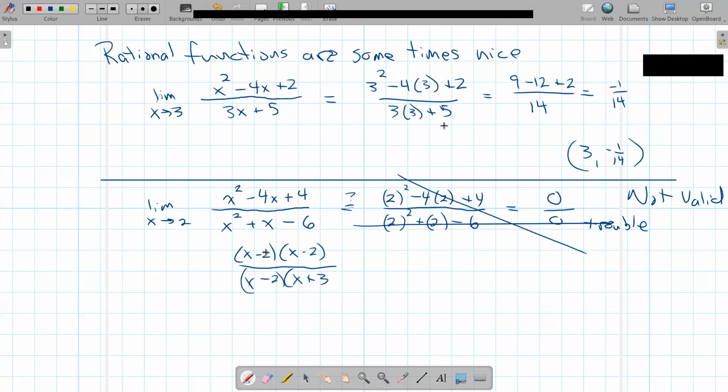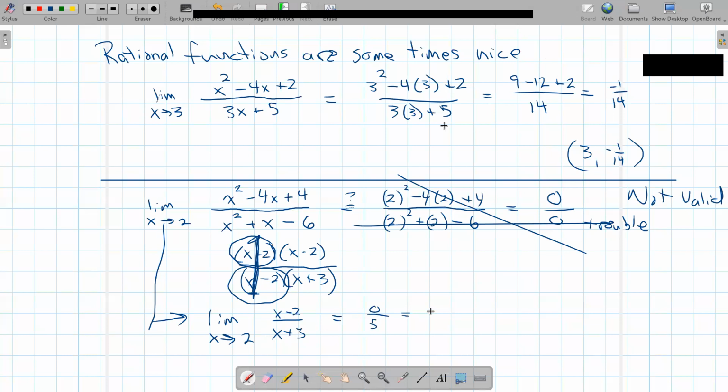And this x minus 2 that was causing me trouble in the denominator cancels with one of them in the top. A number divided by itself is 1. It's a big old 1 right there, which is why we get to cancel. So this function right here in the limit is also equal to this one, x minus 2 over x plus 3. And now when I plug in, I get a 0 on the top, which is okay. And in the bottom, I get a 5, and 0 divided by 5 is definitely 0.